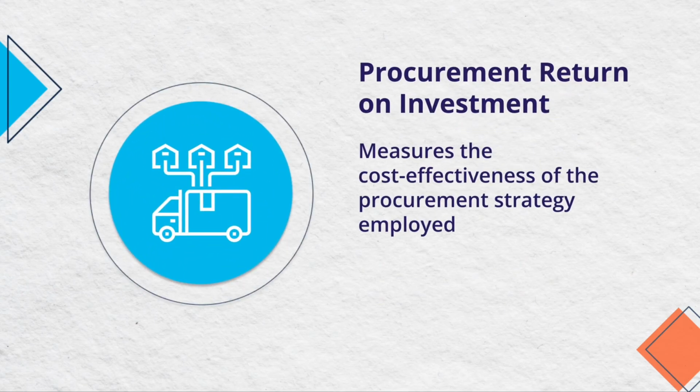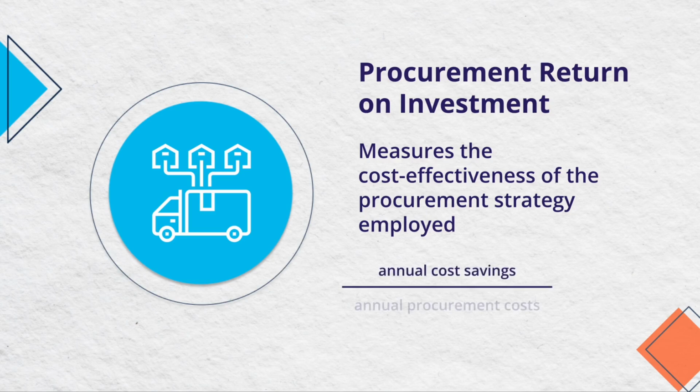The last variable is procurement return on investment, or the ROI. The ROI measures the cost effectiveness of the procurement strategy employed and the investments made in it. In this case, you will simply need to divide the annual cost savings of your company by the annual procurement costs to get the procurement return on investment, or ROI. The ROI is measured with the following formula: annual cost saving divided by annual procurement costs.